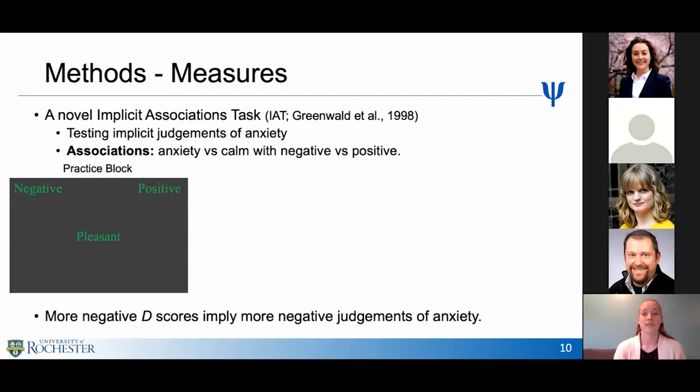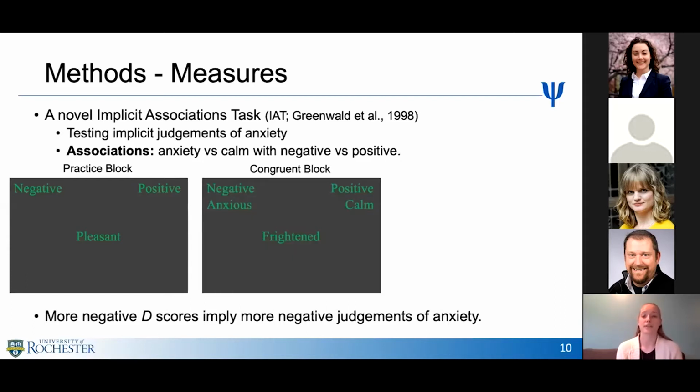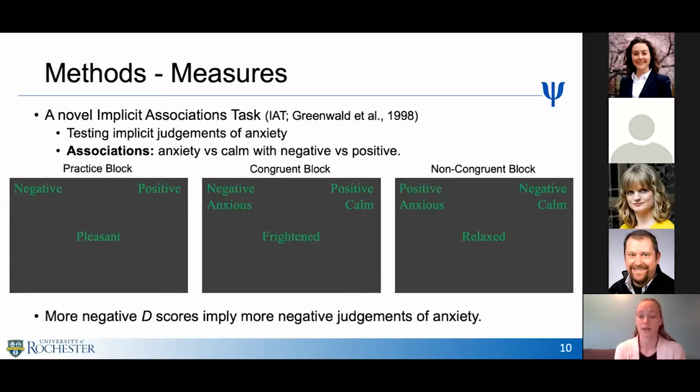They would then continue on to the critical blocks, the first of which is a congruent block, in which the category labels are paired in the association that we hypothesized would be more automatic. So negative was with anxious and positive was with calm. Next, in the non-congruent block, the category pairs are switched. So now we have positive with anxious and negative with calm.